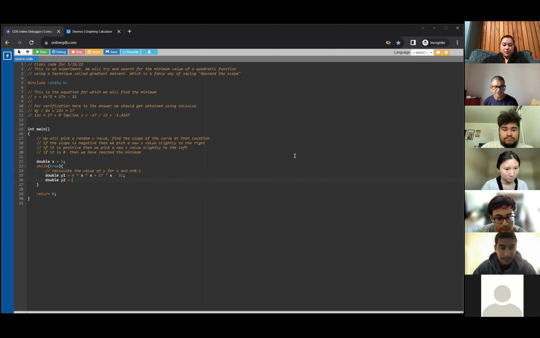You can copy and paste it, we'll change it. Now change all the x's into x plus 0.1. No. Change all the x's. No, you can leave the 32 there. No, get rid of the plus 0.1. Why did you put it there?